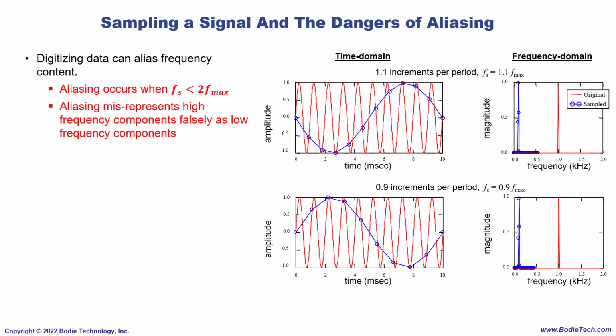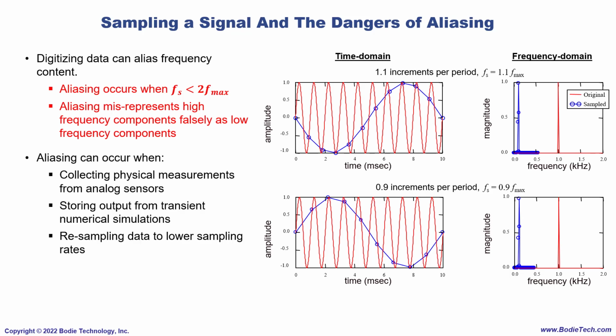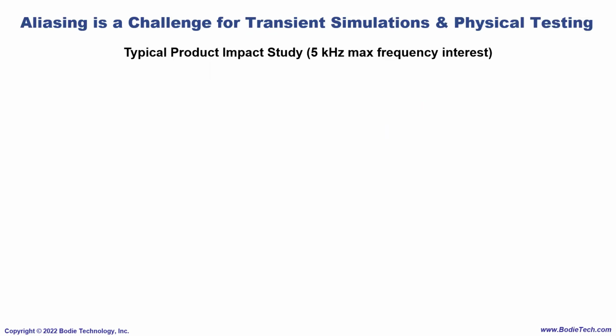Aliasing misrepresents high-frequency components falsely as low-frequency components, and it can occur when taking physical test data or storing output from transient numerical simulations, such as explicit dynamics or other analysis codes. It can also occur when you decide to represent existing data with fewer points. Our training will teach you multiple approaches to avoid the nightmare of aliasing.